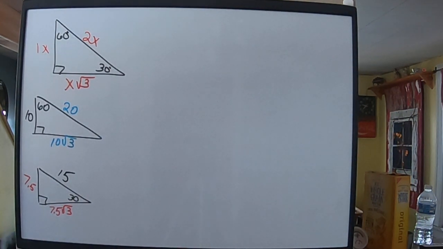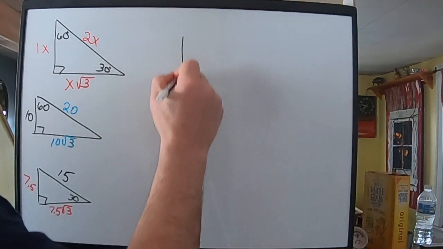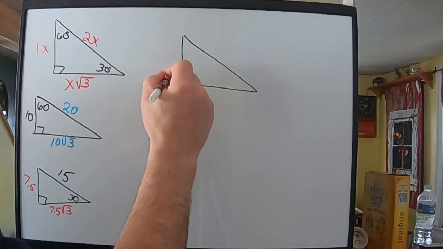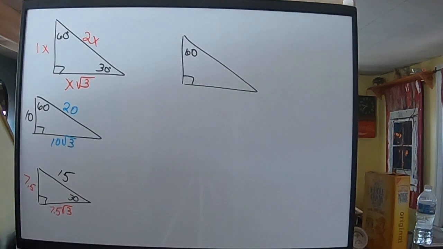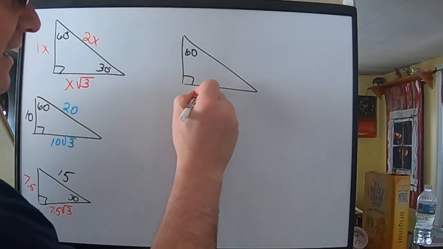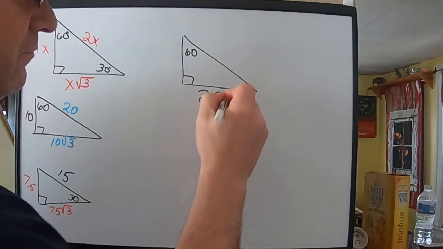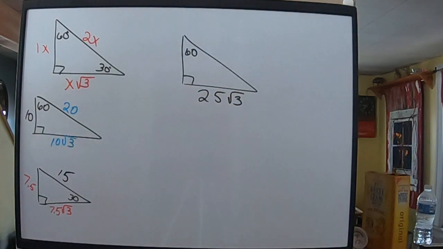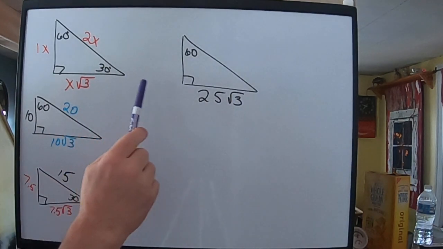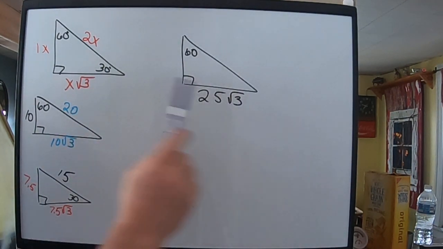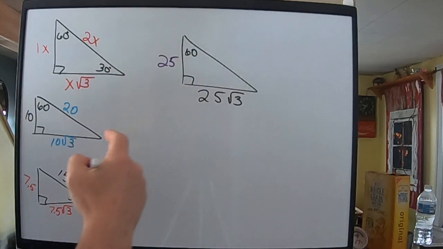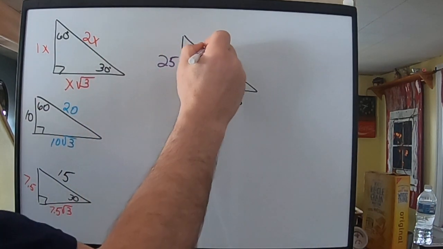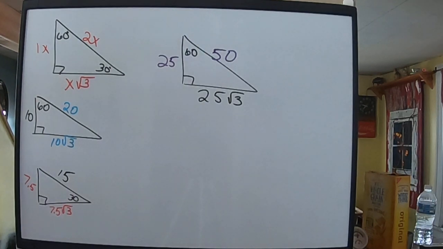Next example, what if I've got one where, here's my 60, where the square root of 3 side is 25 square root of 3. Well, that's the square root of 3 side. It's this one. So how many square root of 3's do I have? I have 25. So there's my x. My x is 25. So therefore, my 2x is going to be 50.